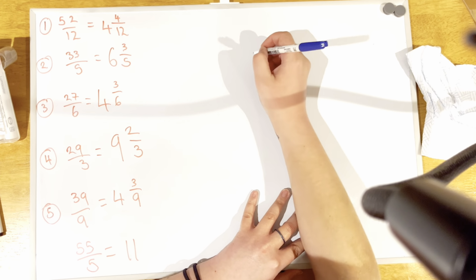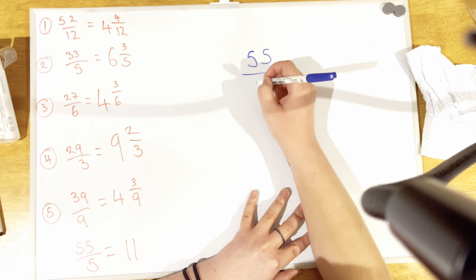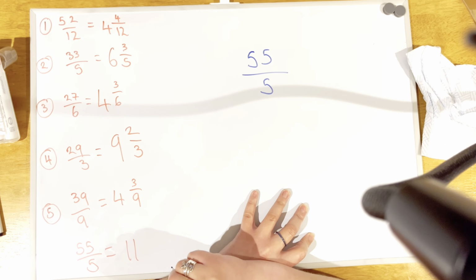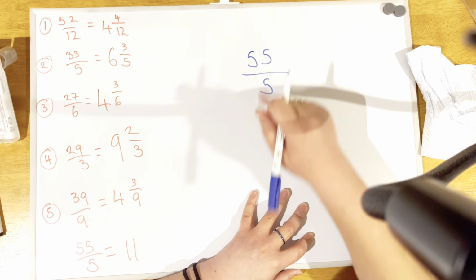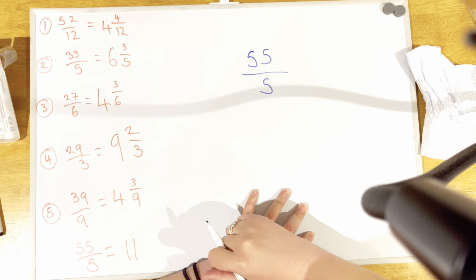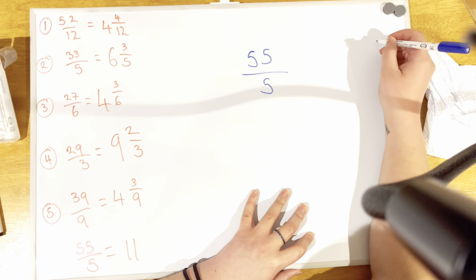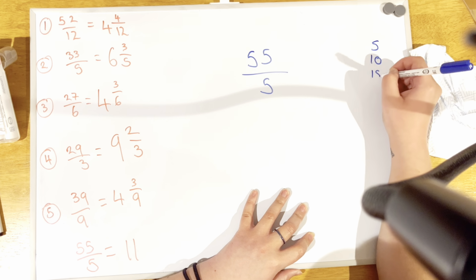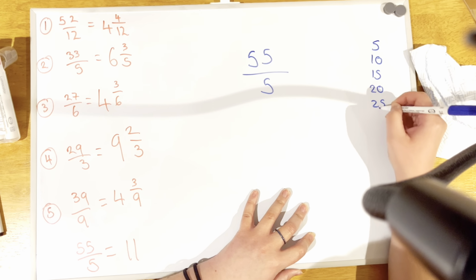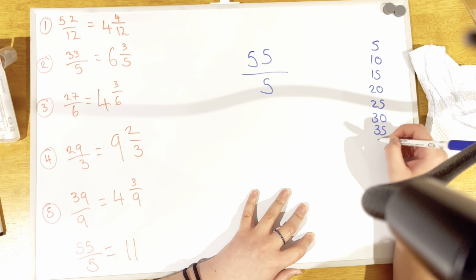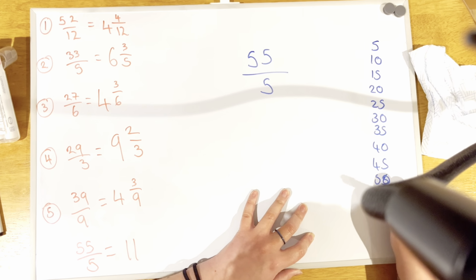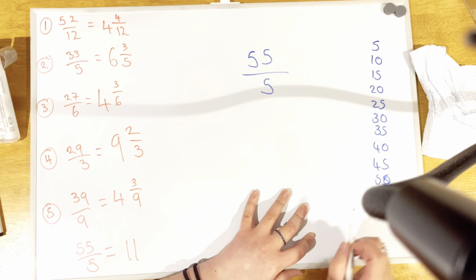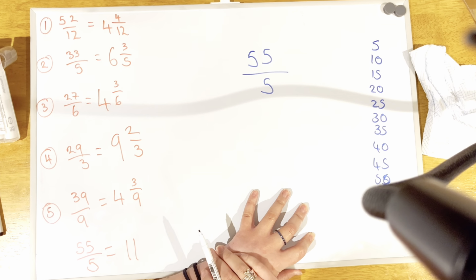Our last one. So we have 55 fifths. Okay? So again, I want to find out how many 5s go into 55. Let's write out our 5 times table. 5, 10, 15, 20, 25, 30, 35, 40, 45, 50, 55. So I land exactly on 55.